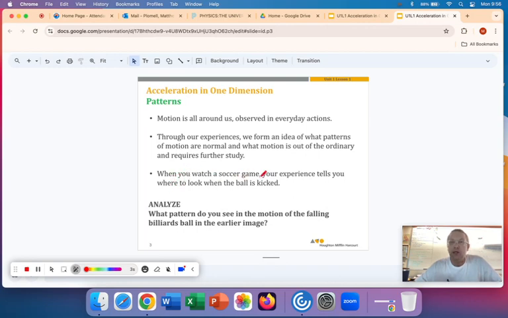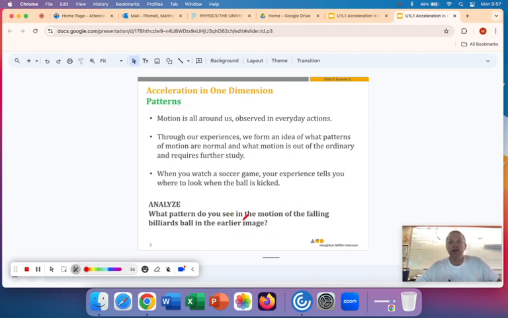When you watch soccer, your experience tells you where to look when the ball is kicked. The goalie especially has to look at the ball. It's coming at me this way, and the goalie has to jump this direction to deflect the ball. So we know from experience that I can use a predictable pattern.